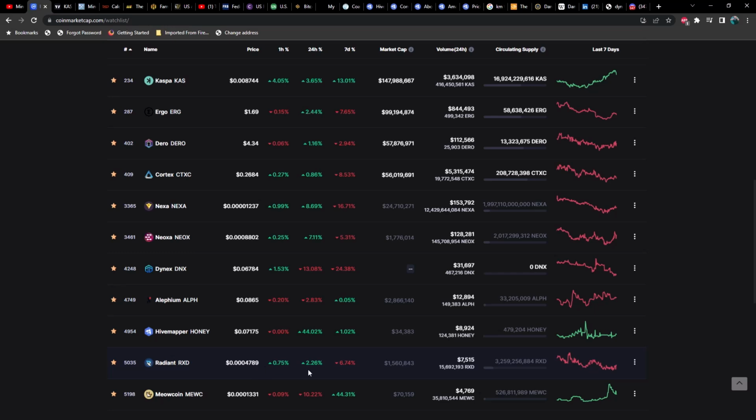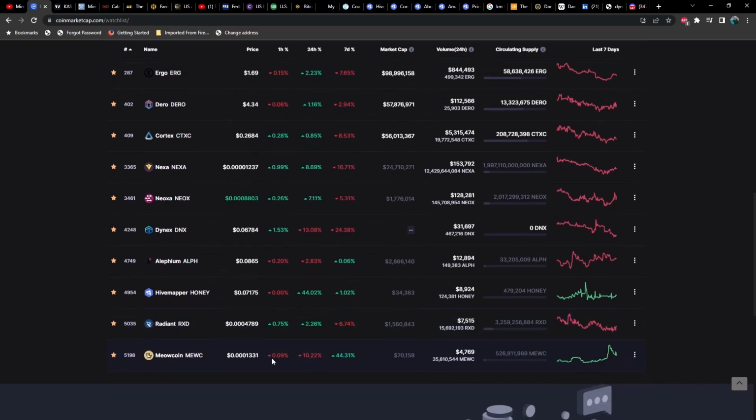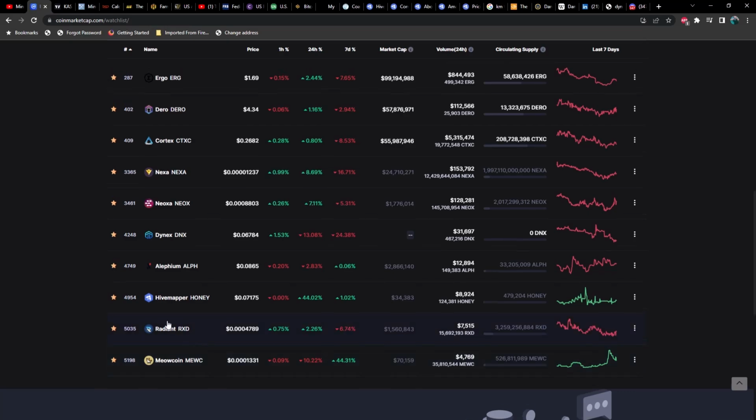And then Radiant is up about 2.26% on the last 24 hours, but down about 7% over the last 7 days. And Meowcoin had a nice little pump the other day. It's currently down 10% over the last 24 hours, but up 44% over the last 7 days. And at one point, I saw a 24-hour chart where it was up 90%.